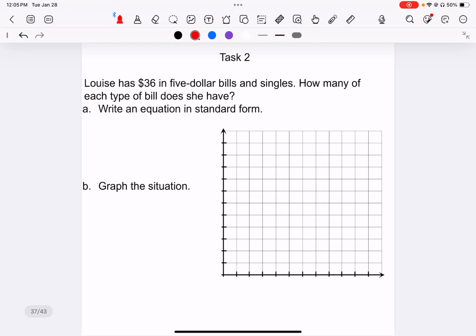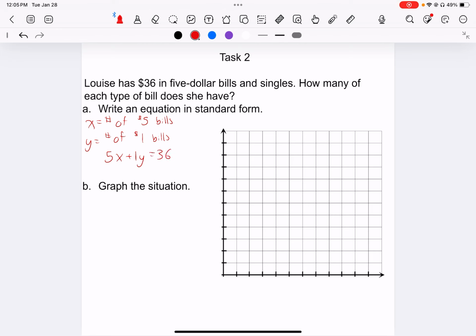Luis has $36 in $5 bills and singles. How many of each type of bill does she have? Write an equation in standard form. In this problem, they didn't tell us what our variables stand for, so we have to state what they stand for. So x is going to be the number of $5 bills, and y is going to be the number of $1 bills. So since it's $5 bills, it's going to be 5 times the number, which is x, plus 1 for $1 times the number y is going to be equal to 36.